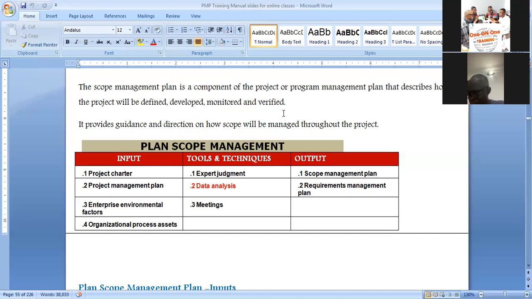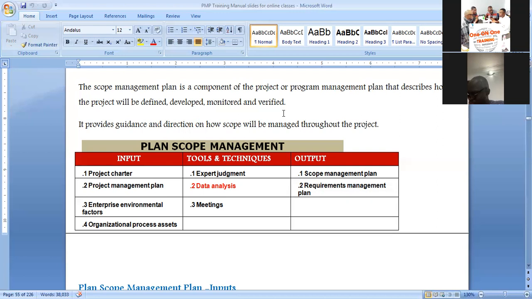And now this scope management plan becomes part of the project management plan. Like we said, a project has 10 knowledge areas and 5 major processes. The 5 major processes we talked about: initiating the project, planning the project, executing the project, monitoring and controlling the project, and closing the project. So these are the 5 areas. Now as regards scope management, you must come up with a plan.